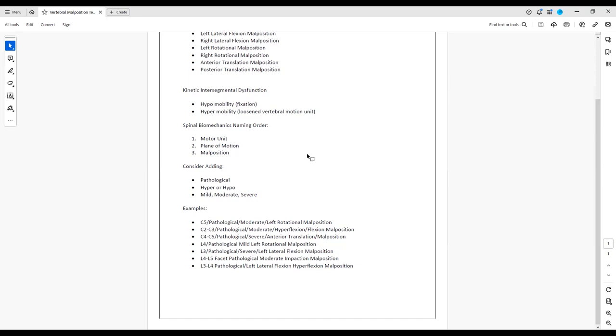And then we'd like to add some adjectives. Pathological is a good adjective. I'll always say pathological when I call something malposition or altered spinal biomechanics, because it is pathological. And then add to it mild, moderate, severe, or hyper or hypo. And there you go. There's your C5, severe left cervical rotation, pathological malposition. See, there you go. Those are vertebral malpositions, is what they are.